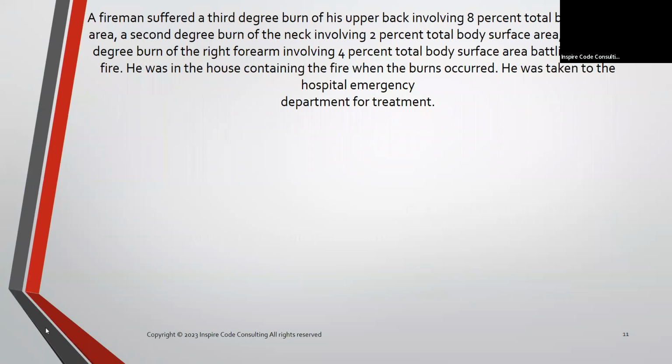And last but not least, I wanted to put one on here so we can get into a bigger scenario.